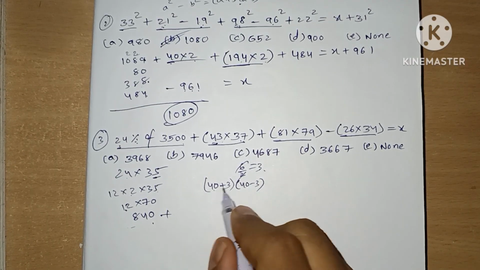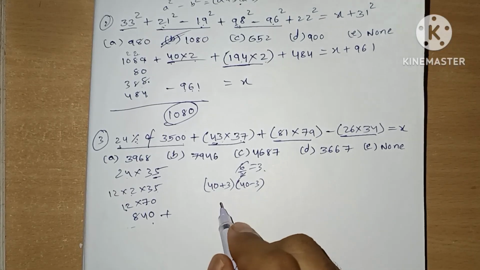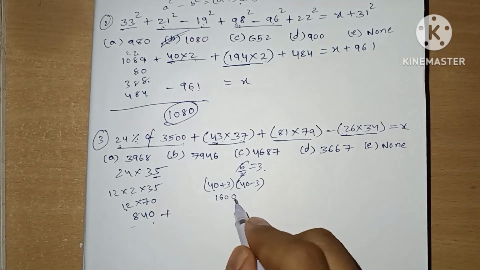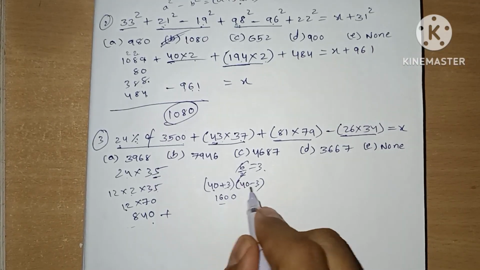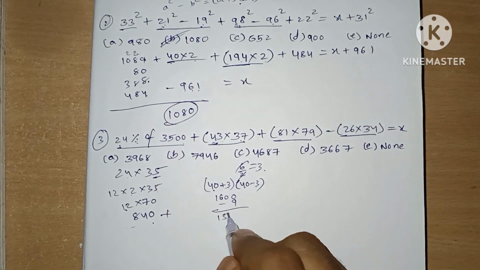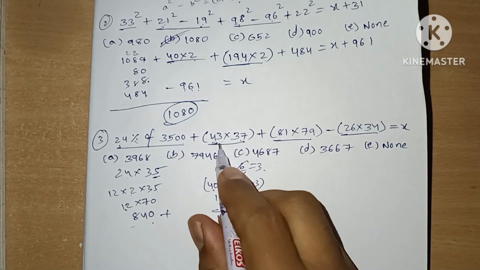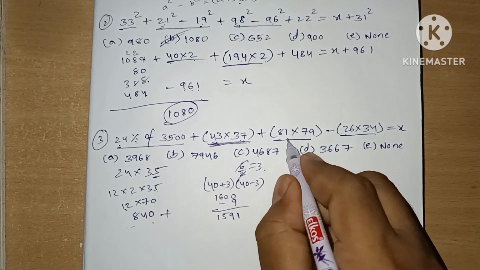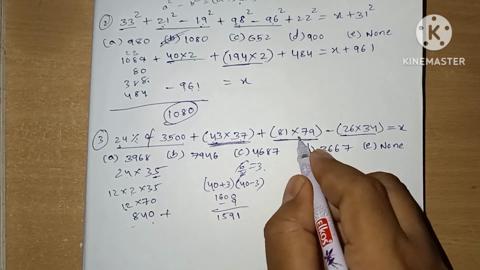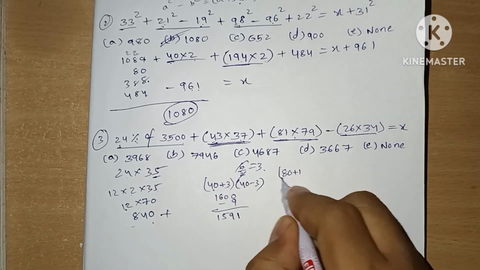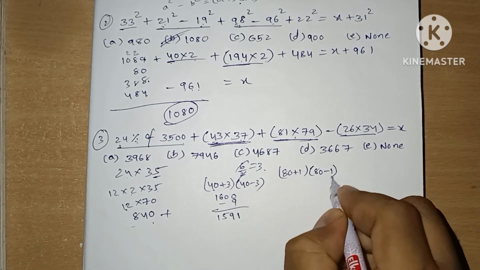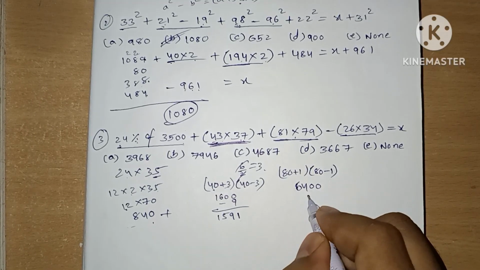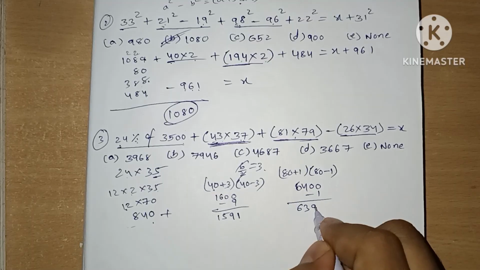It looks like a plus b into a minus b. A plus b into a minus b formula will be a square minus b square. So a square will be 40 square, which will be 1600, and b square means 3 square, 9. So we get 1591 for this one. Now we'll do the same here. It is very clear that it is 80 plus 1 and 80 minus 1. So 80 square will be 6400 minus 1. We get 6399.